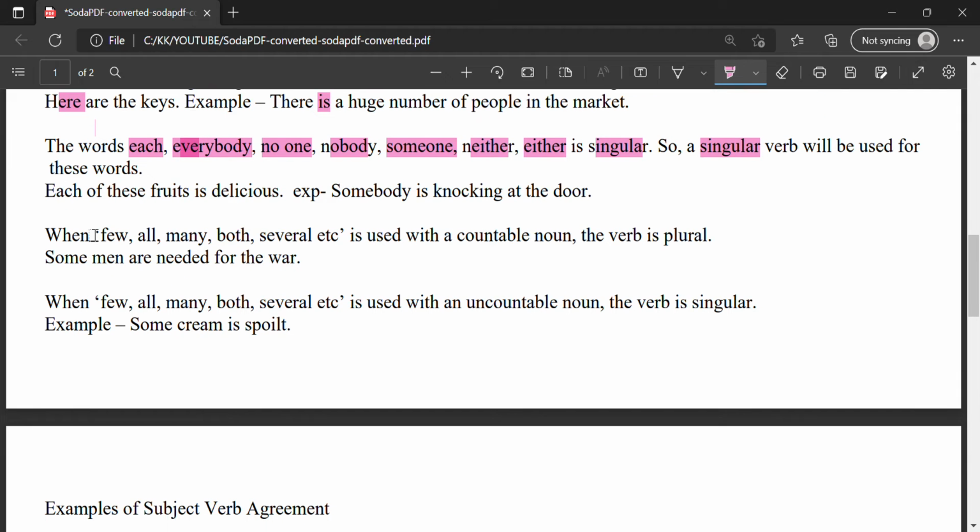In this case, each of these fruits is delicious, because when you are specifying each of these fruits, that means you are using a singular verb for each and every singular subject. The other example I have is, somebody is knocking at the door. "Somebody are knocking at the door" doesn't sound good, and that is the reason. It is like somebody is knocking at the door.